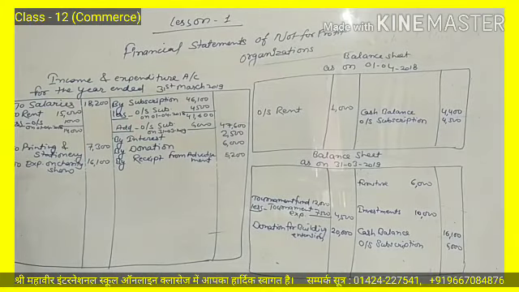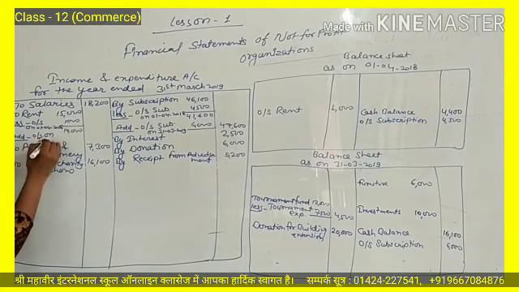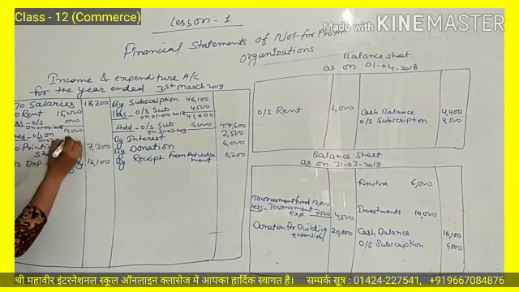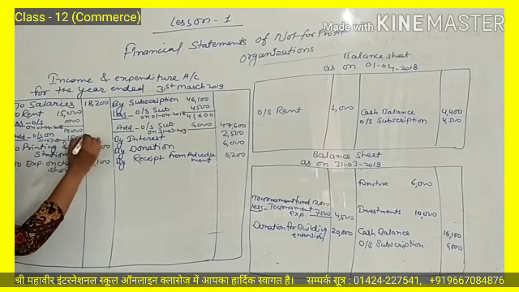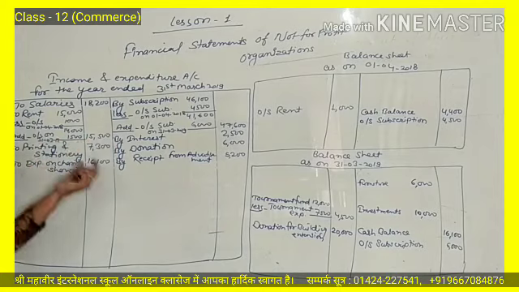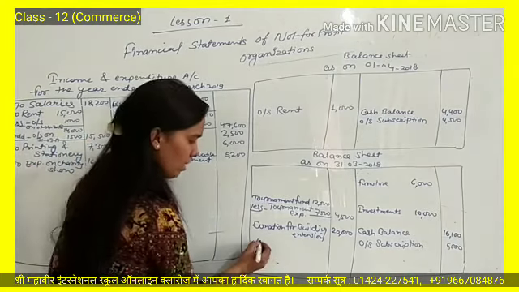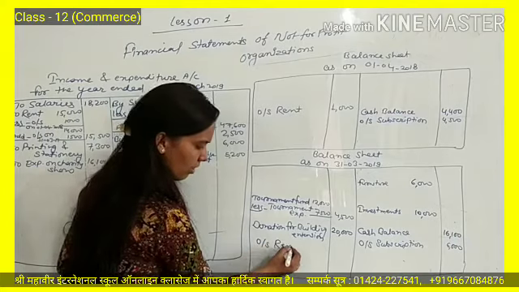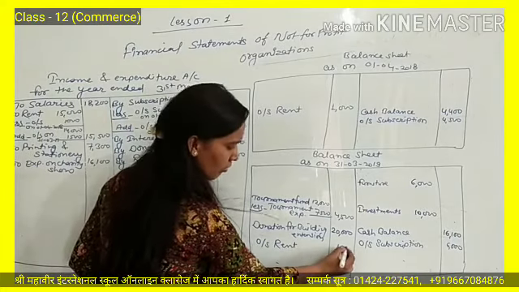Outstanding for the current year is 1,500. It will be added, outstanding on 31st March 19, 1,500. So the net amount of rent is 15,500, and this 1,500 will also be shown in the liability side. Outstanding rent 1,500.